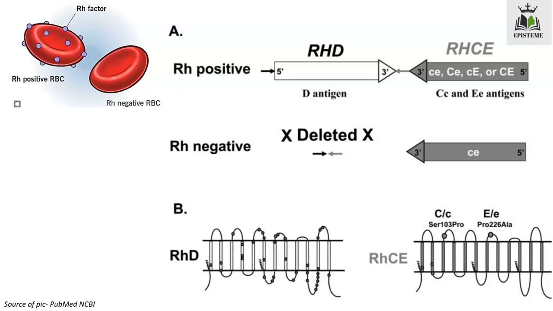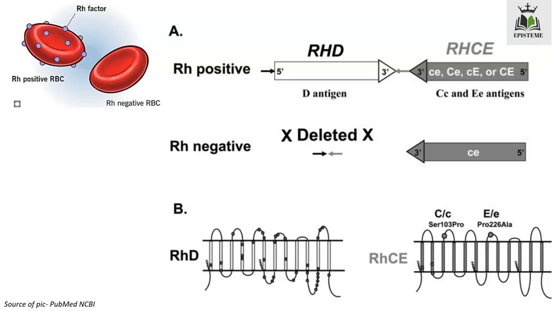When a person is RH negative, it means they don't have the RHD gene and no D antigen is coded by them. So the differentiation between RH negative and RH positive only depends upon the presence of the D antigen.